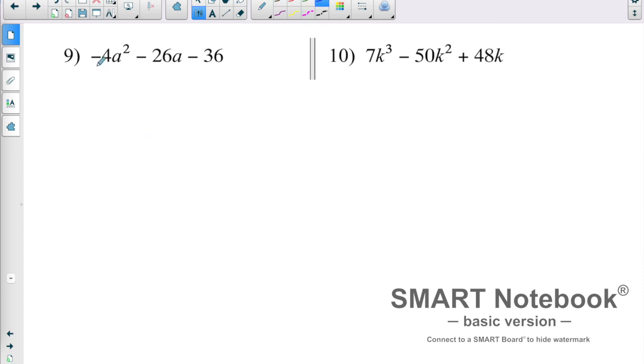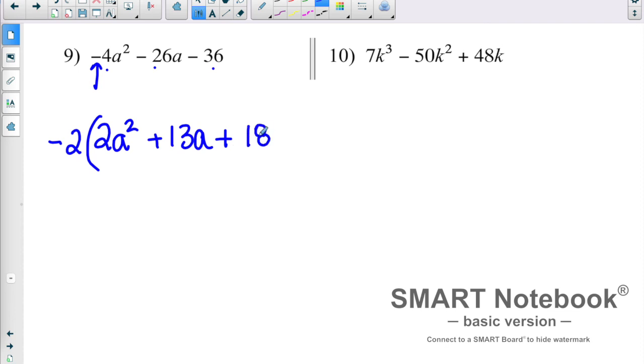So in number 9, the first thing I noticed is that negative. That tells me I want to pull out a negative as well. So it doesn't matter if that was the only GCF, I'd bring out the negative. As I look at 4, 26, and 36, actually everything's divisible by a 2. So that leaves me with a 2a squared, a positive 13a, and a positive 18. That negative 2 is going to hang out front as the GCF.